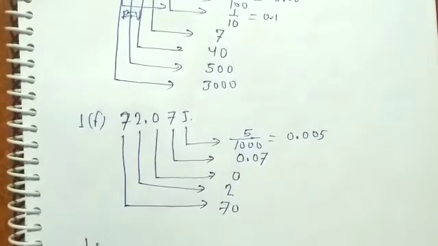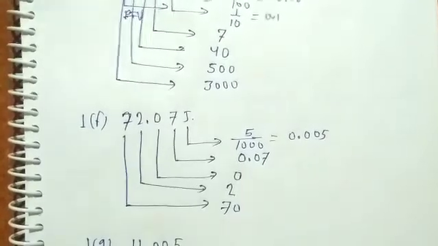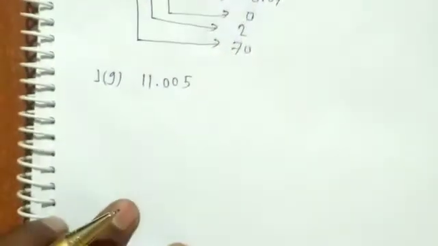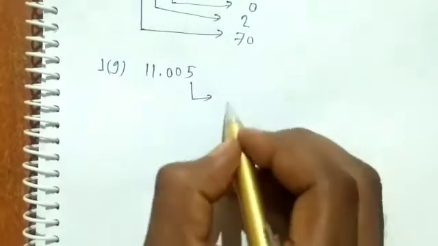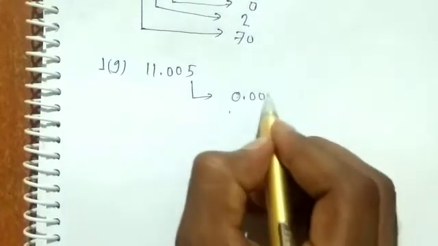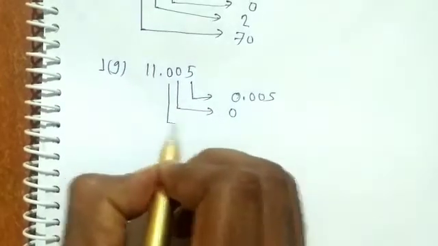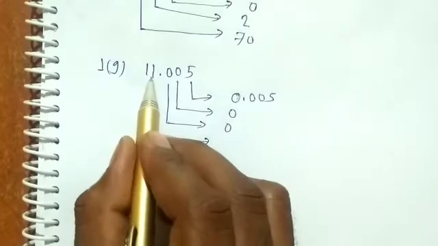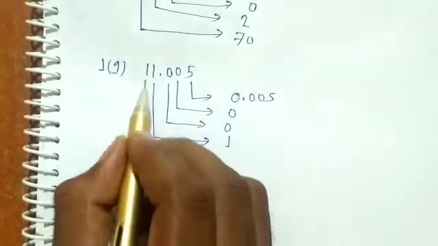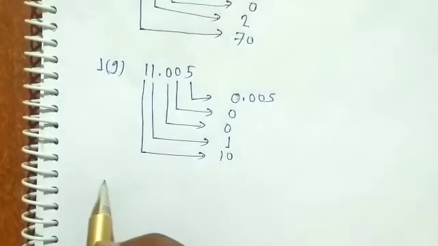Now part G, this is 11.005. Now the place value of 5, this is at the thousandth place, meaning 0.005. The 0 is 0. 1 is at the ones place, so 1 into 1, 1. 1 is at the tens place, 1 into 10, 10.